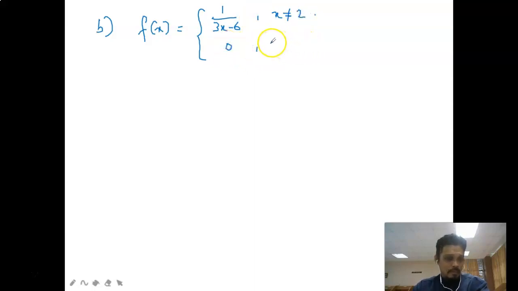Okay, b: f(x) equal to 1 divided by 3x minus 6, where x cannot be equal to 2, and the point at x equal to 2. Okay, we're going to sketch the graph again.